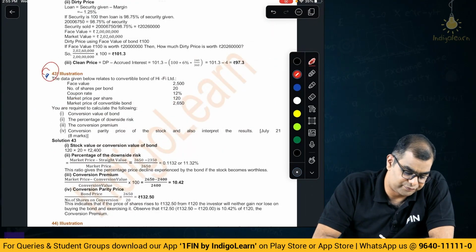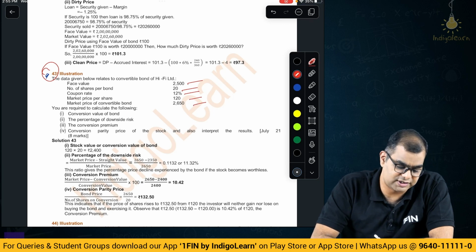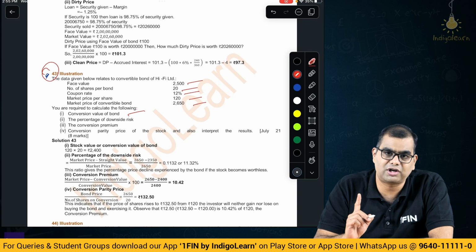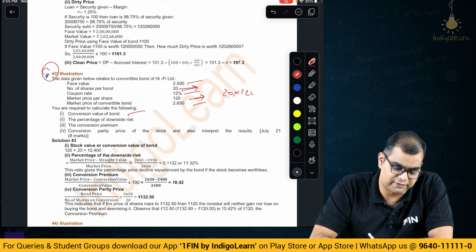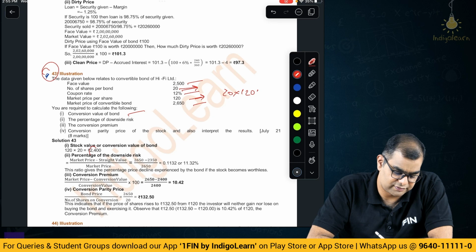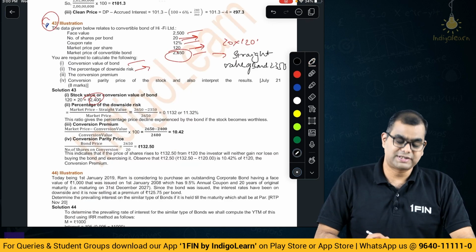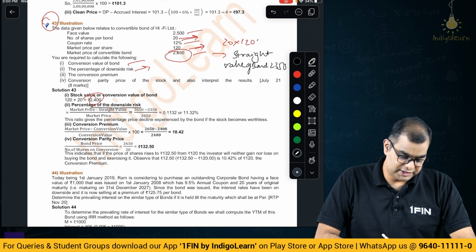Again, a very similar question. Face value is 2500, number of shares per bond is 20, coupon rate is 12%, market price is 120, market price of the convertible bond is 2650. What is the conversion value? Conversion ratio into conversion price. What is the conversion ratio? Number of shares per bond is 20 and market price per share is 120. So 20 into 120 is 2400. Very simple.